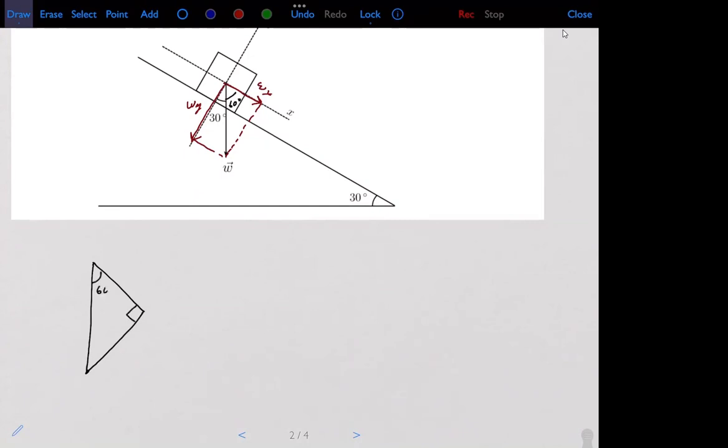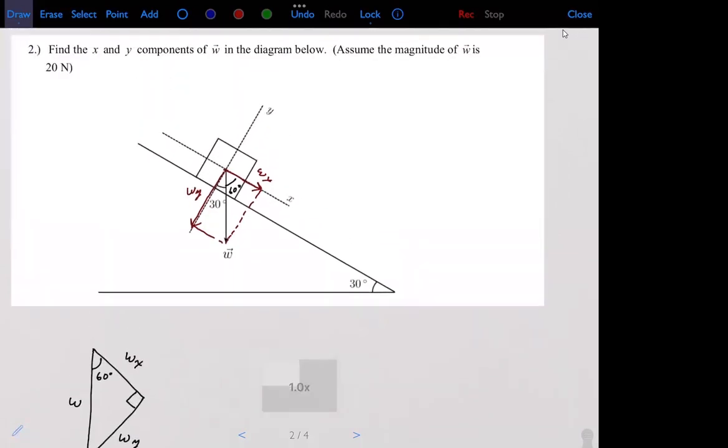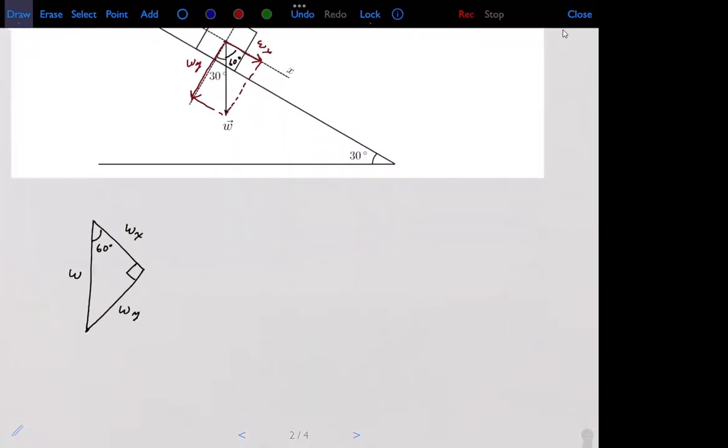So this is 60 degrees, this is W, this is WX, this is WY, right? And we know the magnitude of W is 20 newtons. So W is equal to 20 newtons, so this length is really just 20 newtons.